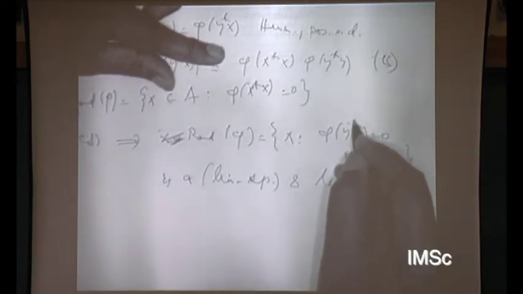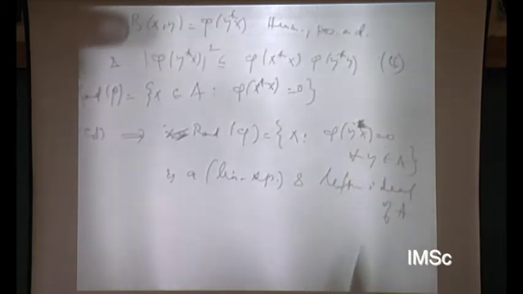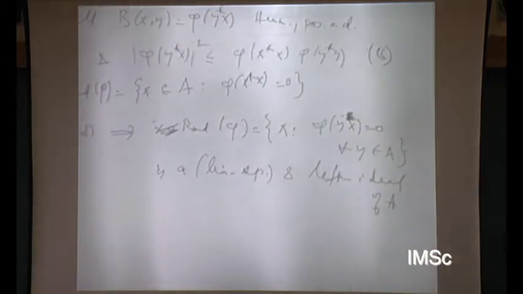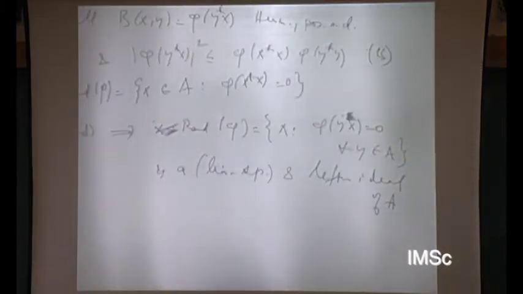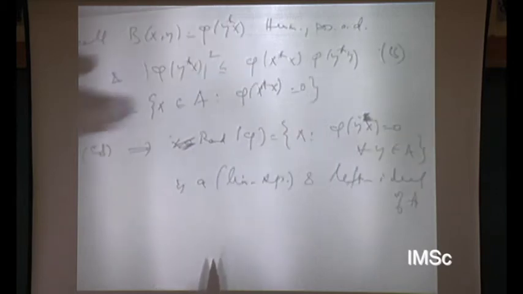I shouldn't have thrown in that star, let me remove it. Saying all y in A or all y star is the same thing. When you put it this way, it's clear that if x is there, then any zx is also there. So this radical is a left ideal.